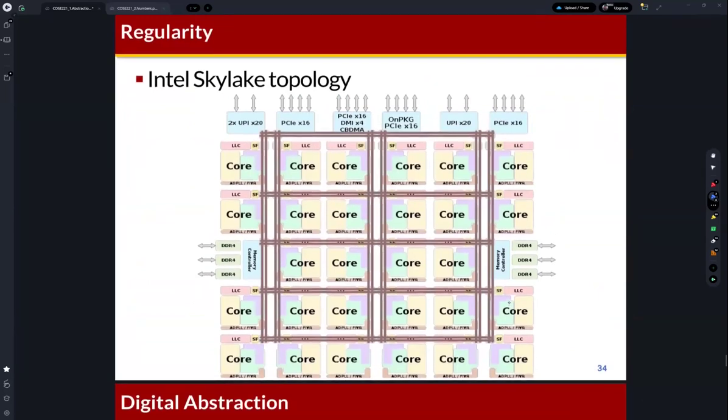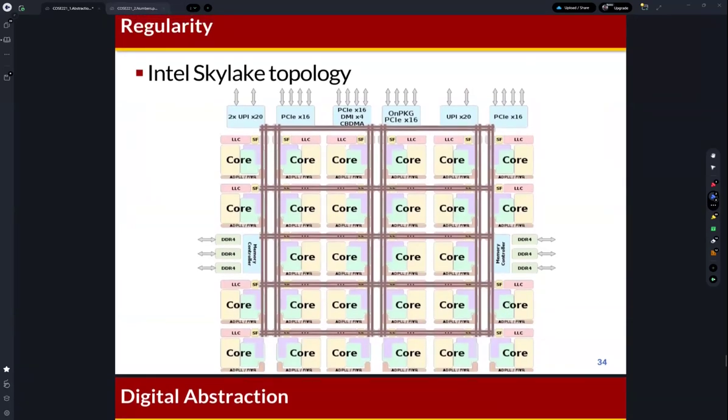Regularity. So what is regularity? Now, I said that regularity is similar to copy and paste, right? The same module can be repeatedly used inside of a larger system. So you can see the same topology in the Skylake, and we can find regularity here. Why? Because the same cores are included inside of a single chip.